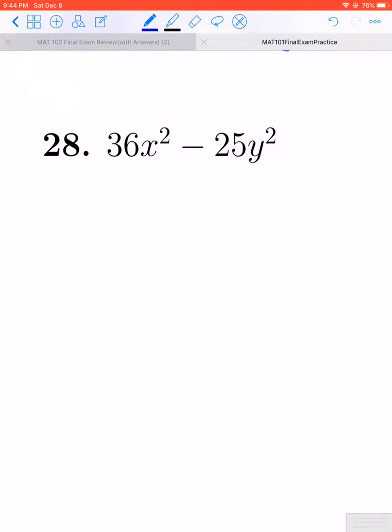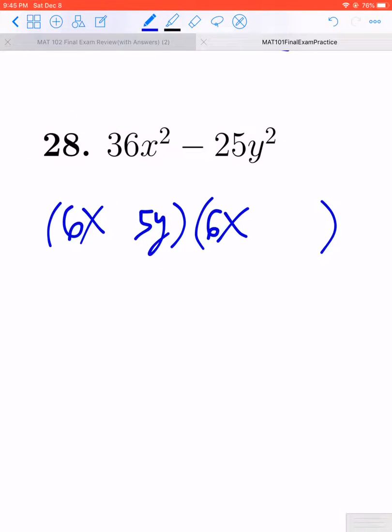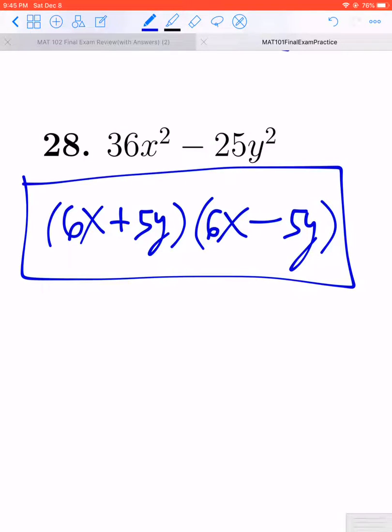28 is similar. This is yet another difference of squares. What we would have to square to get 36x squared would be a 6x. So that starts each parenthesis. The thing we would have to square to get 25y squared would be a 5y. So each one ends in a 5y. And with the difference of squares, the signs are always 1 plus and 1 minus.